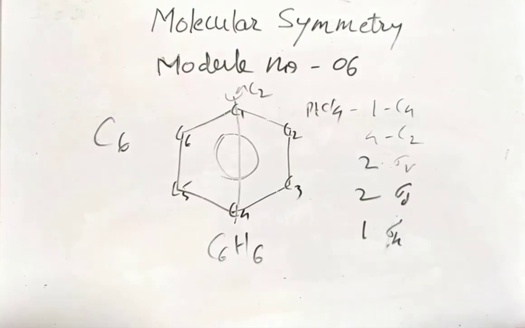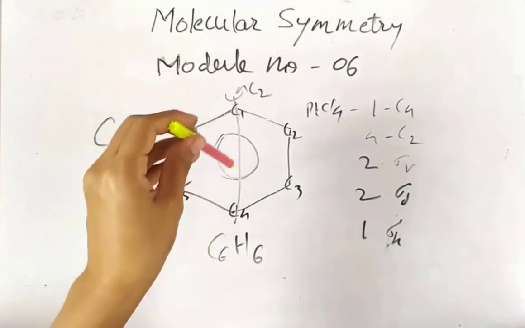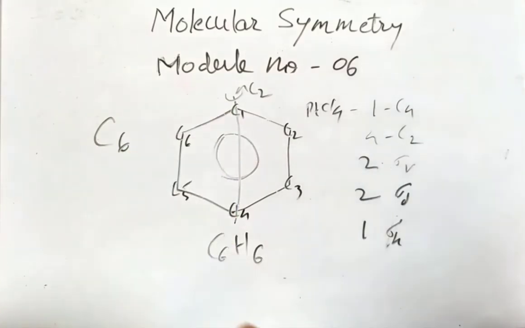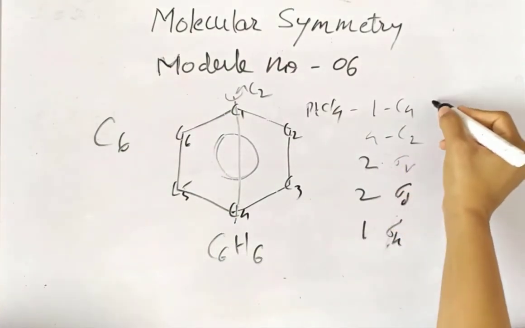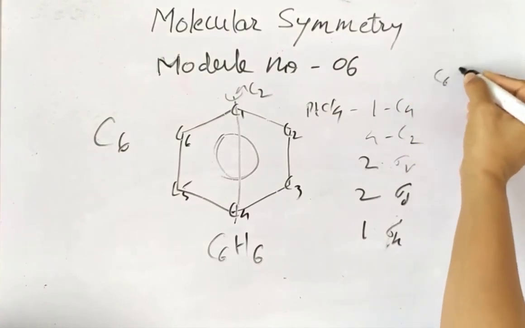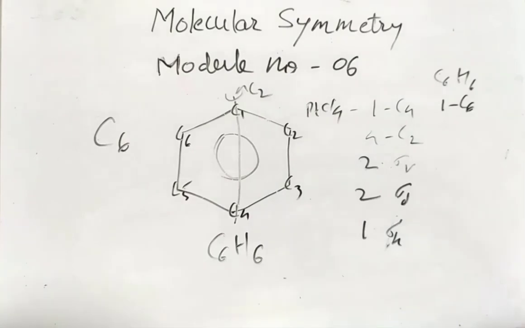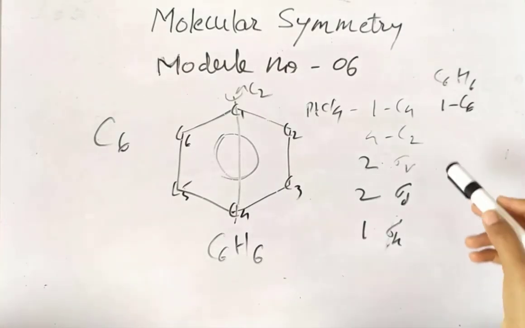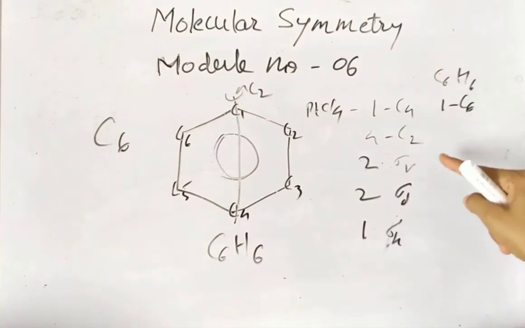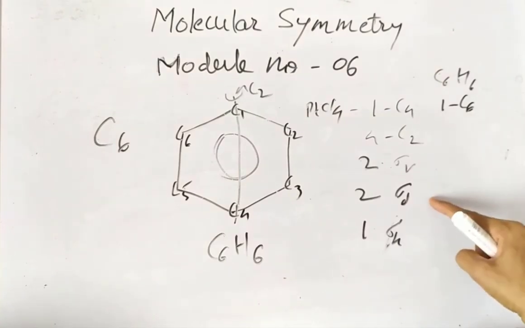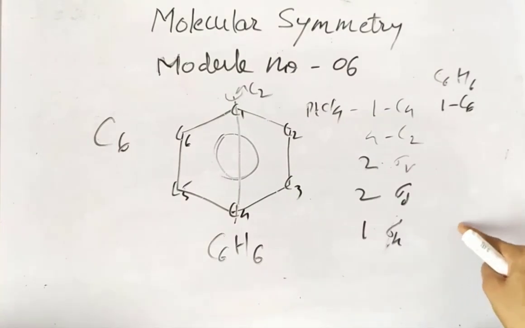Alright. So I have started with your answer: as in the PtCl4 molecule, in the benzene molecule there is one C6 principal axis present. Similarly, now you have to find out how many C2s there are, how many sigma Vs, how many sigma Ds and how many sigma H. All the best.